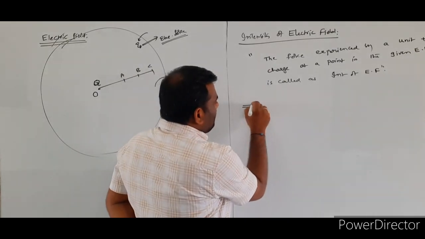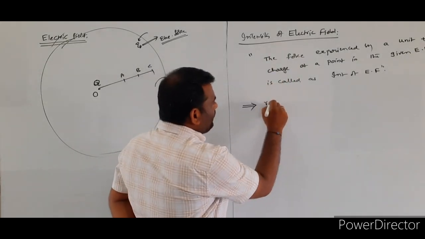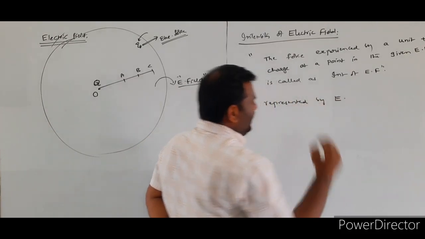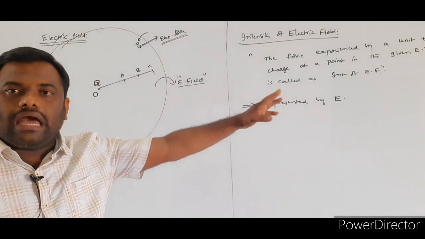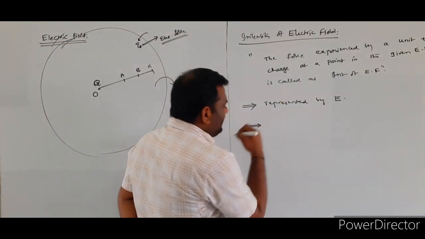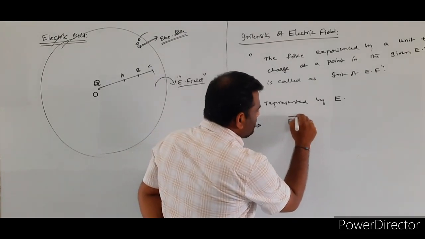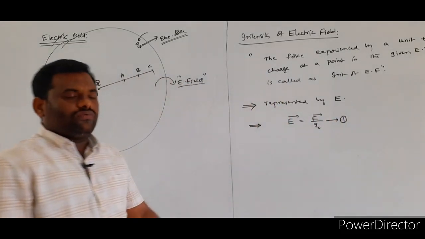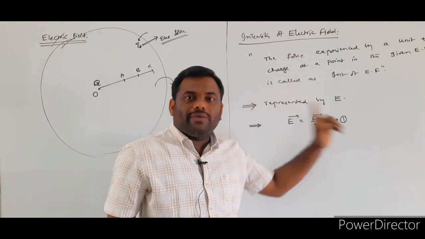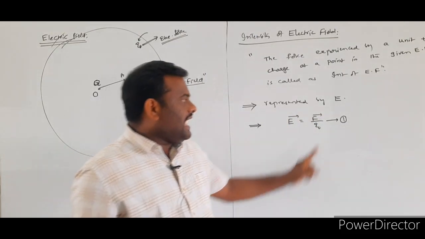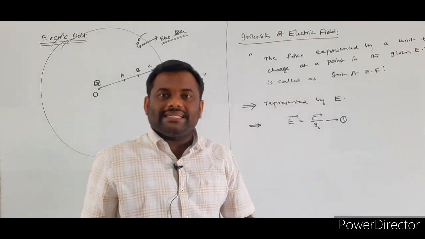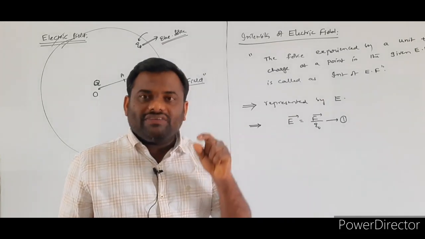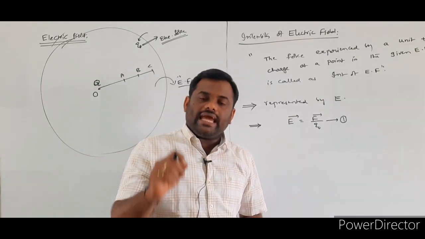The intensity of the electric field, or strength of the electric field, is represented by capital E. So, from the definition, the intensity E bar is equal to F bar by Q naught. Capital E bar indicates the electric field intensity, F indicates the force experienced by the given charged particle, and Q naught indicates the magnitude of the charged particle that experiences the electrostatic force at a given point.